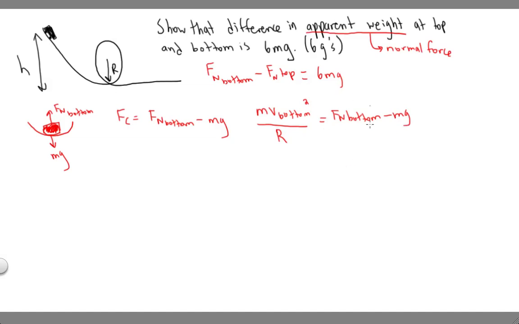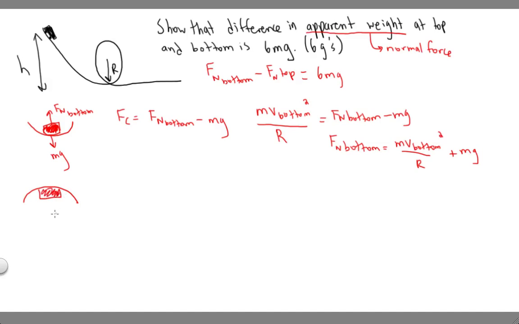So what I'm going to do here is just rearrange to solve for the Fn at the bottom. Fn bottom equals mv bottom squared over r plus mg. Okay, so we solved for the normal force at the bottom of the loop. Now let's solve it for the top of the loop.